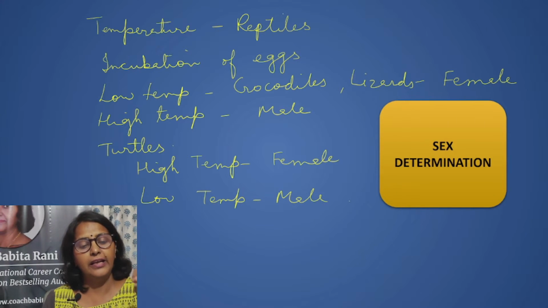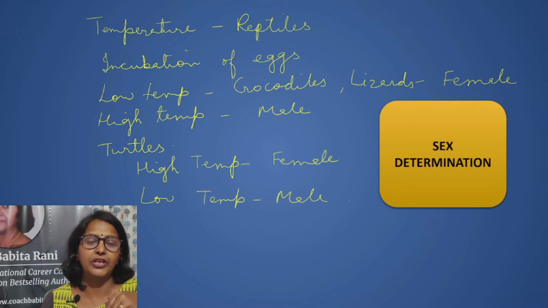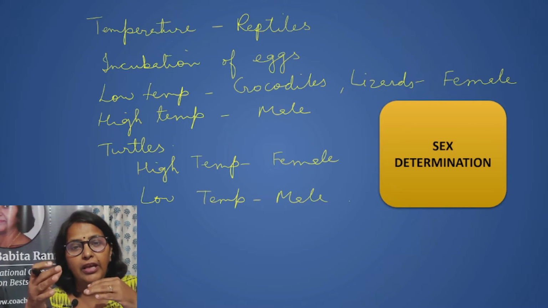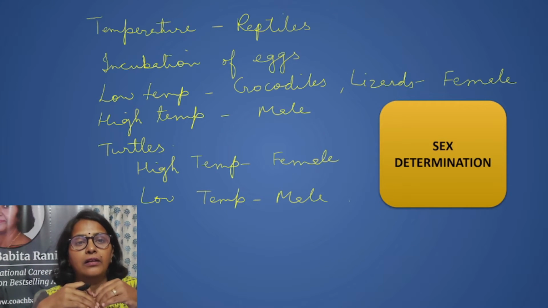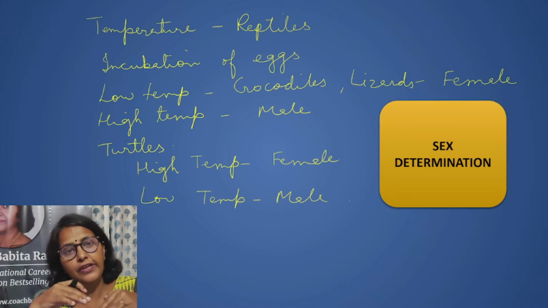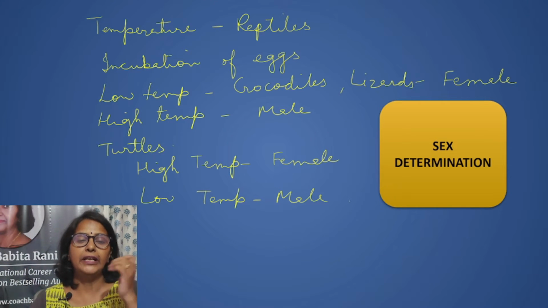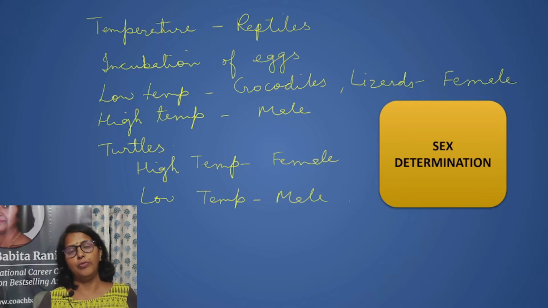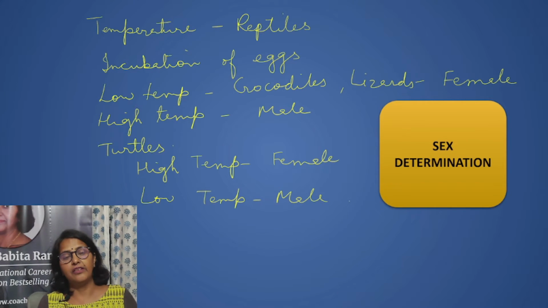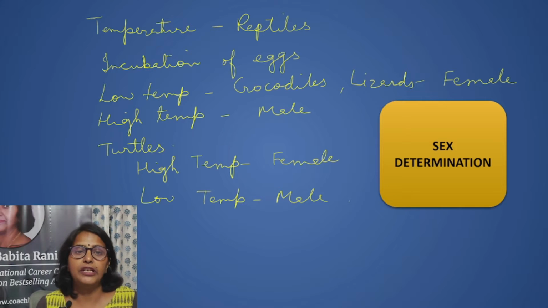turtles. In case of crocodiles and lizards, if the egg is incubated at low temperature, the result will be a female lizard or crocodile. If it is incubated at high temperature, the result will be a male. But in case of turtles, if the egg is incubated at a high temperature, the result will be a female, and if the egg is incubated at a low temperature, it will result in a male.